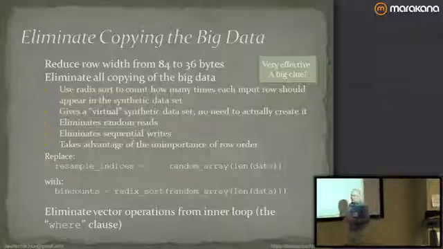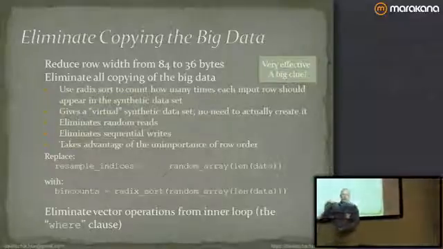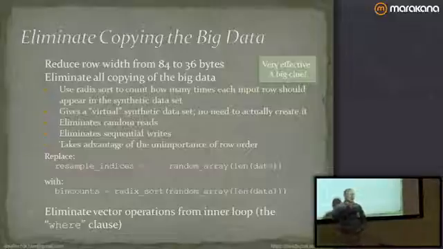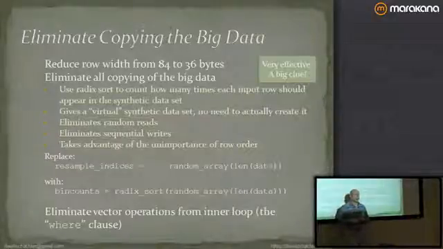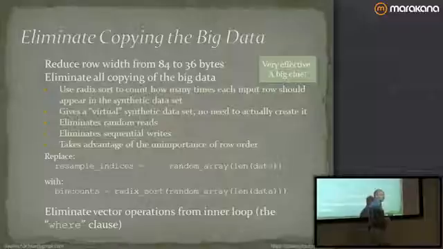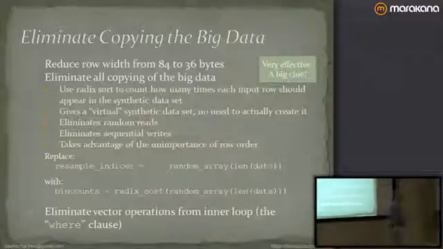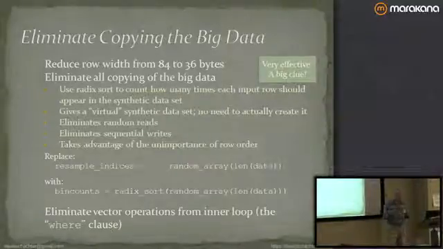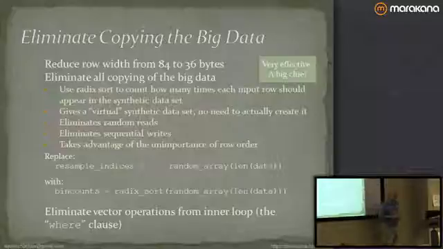The result of the radix sort is an array the same length as the number of rows in the original data set, and each entry tells me how many times the corresponding row should appear in the synthetic data set. So if the first entry in the bin count array, the result of the radix sort, has the value 10, it says that row 0 should be used 10 times. And if the second entry has the value 0, it says row 1 should not appear at all.